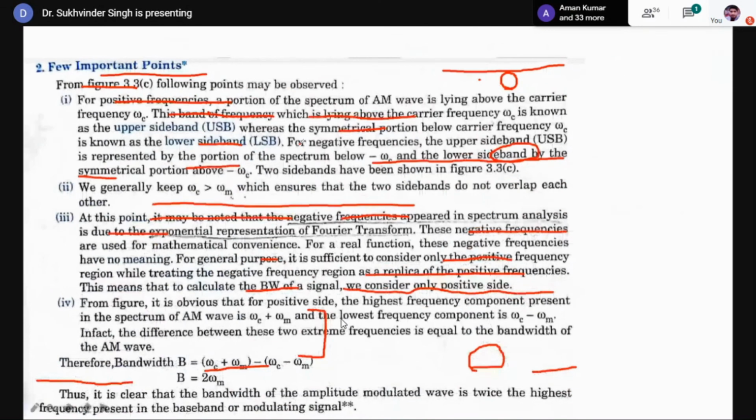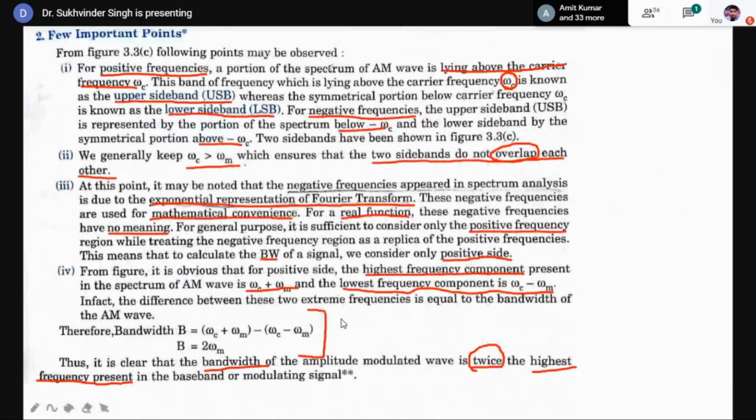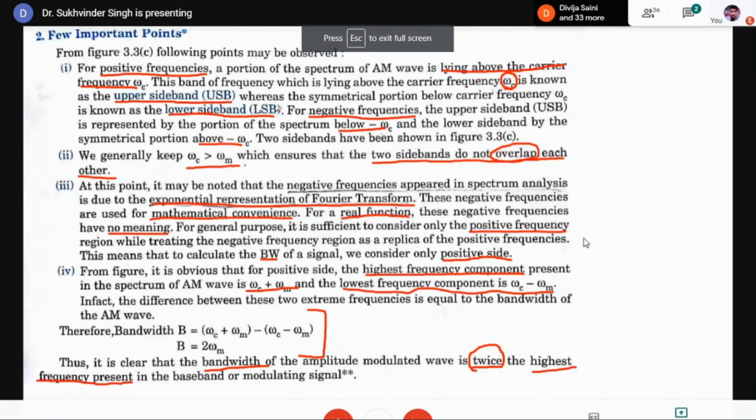Now this is the last slide for today's lecture. So we can draw some important conclusions from the amplitude modulated wave. For positive frequencies, a portion of the amplitude modulated wave lies above the carrier frequency, that is omega plus omega c. This band in the frequency spectrum is called the upper sideband, whereas there is a symmetrical portion below the carrier frequency, equal to omega minus omega c. This is called the lower sideband.